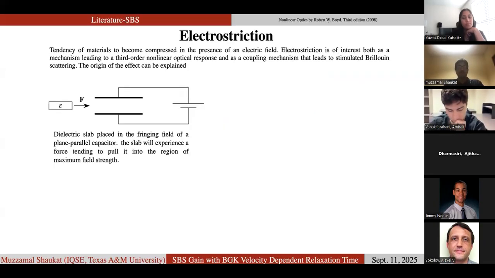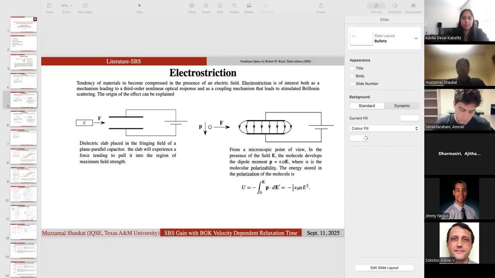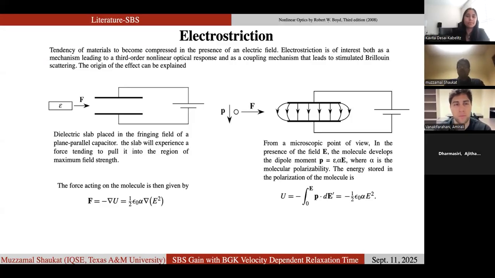The focus of my whole presentation is how to play with this equation, which you will see throughout. To understand the stimulated Brillouin scattering process, the first process is electrostriction, in which materials become compressed in the presence of an electric field. When a dielectric slab is placed in the fringing field of a parallel plate capacitor, the slab will experience a force tending to pull it into the region of maximum field strength. In the presence of an electric field, the molecule develops a dipole moment P with a stored energy of the form epsilon 0 alpha E square, due to which you can determine the electrostrictive force from the gradient of the electric field square. And this is the term one I was telling you about. It is important in the stimulated Brillouin scattering process.